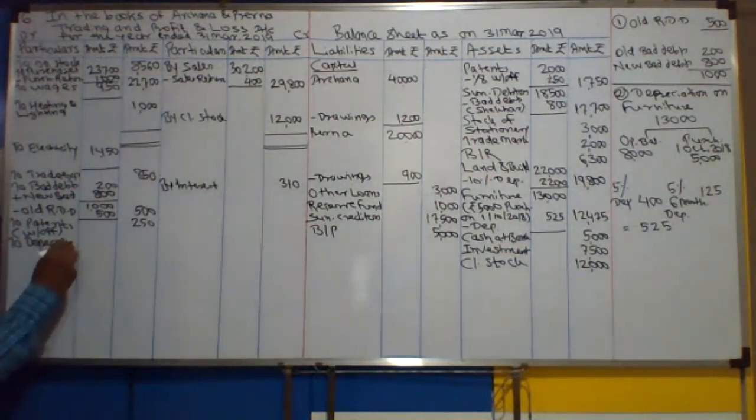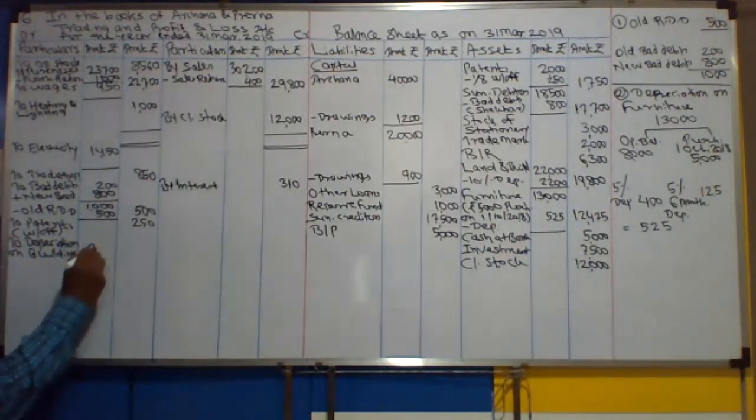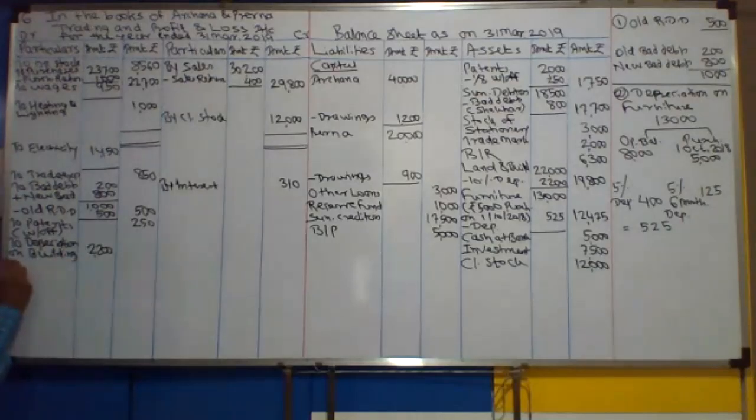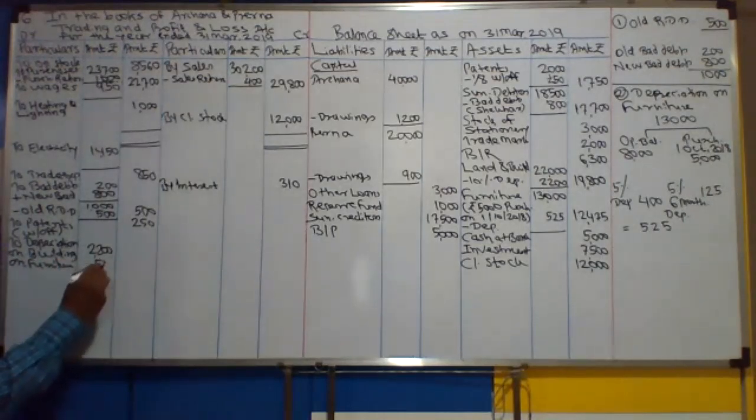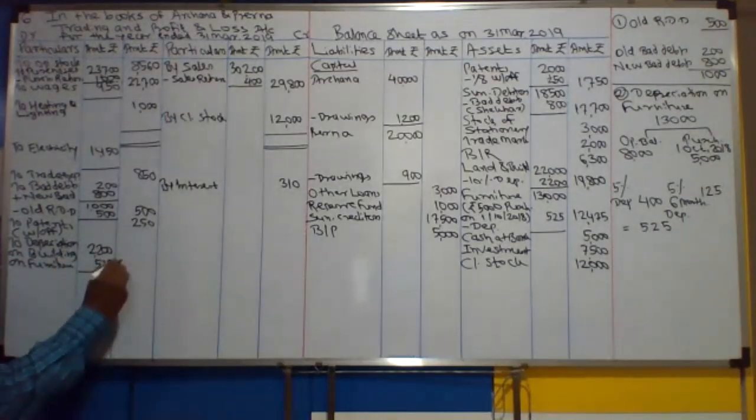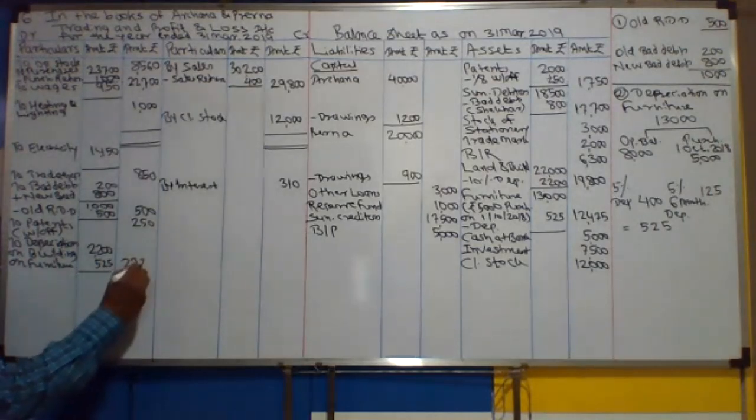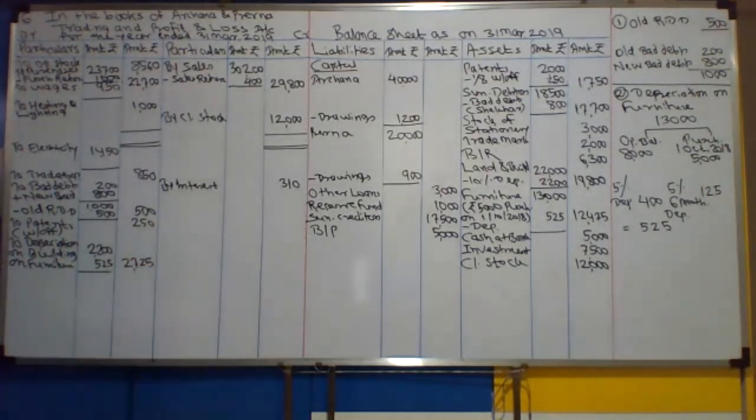In the profit and loss account debit side, depreciation on building is 2,200 and on furniture it is 525. So now it is 5,725.